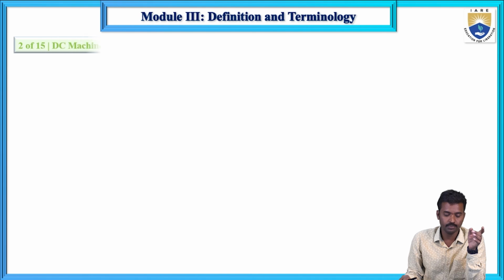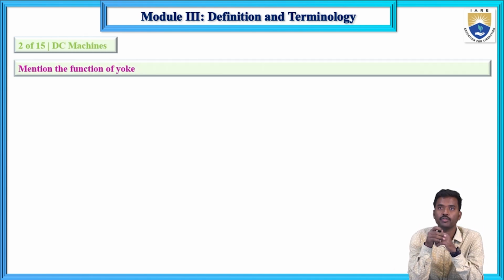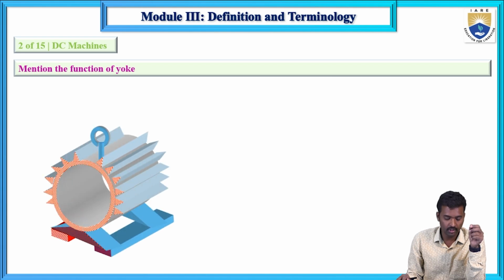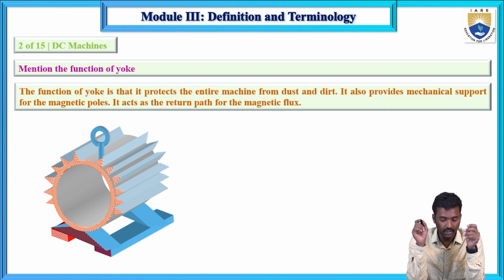And the second question: mention the function of the yoke. What do you mean by yoke? The yoke is a protective cover. It acts as a mechanical support. See the figure, this is the yoke. It acts as a protective cover and protects from dust particles. It also provides a low reluctance path for the magnetic field.